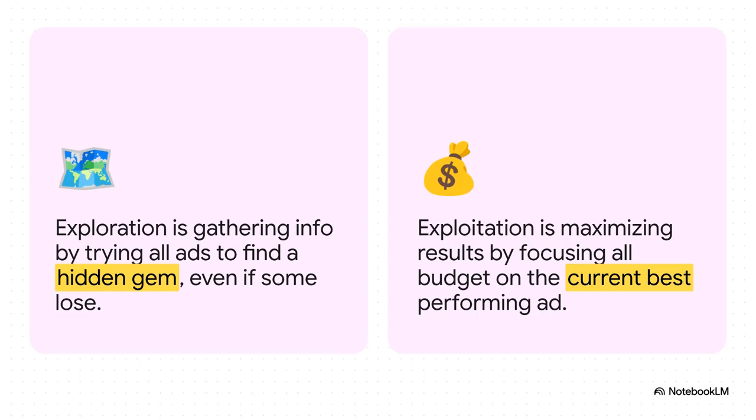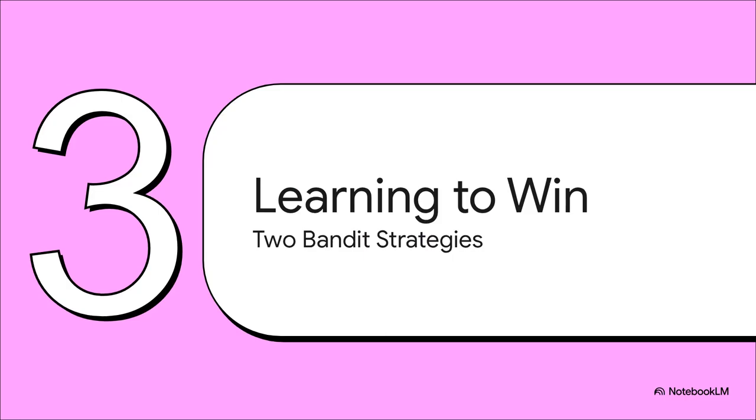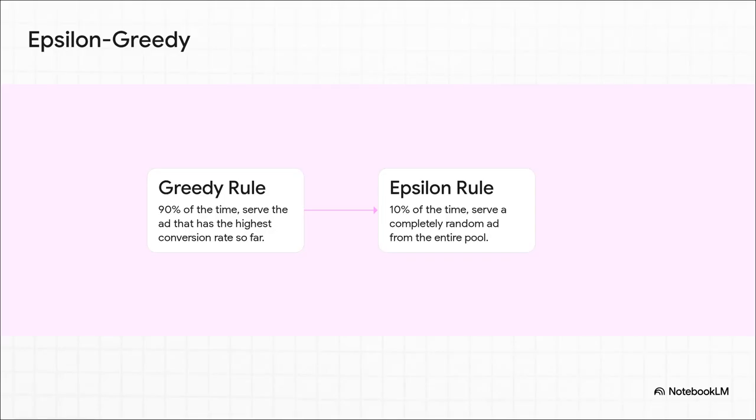So the billion-dollar question is, how do you do both at the same time? Well, you do it with an algorithm, a set of simple rules that can intelligently manage this whole balancing act for you in real time. Let's check out 2 of the most popular strategies. First up, we have something called epsilon greedy.